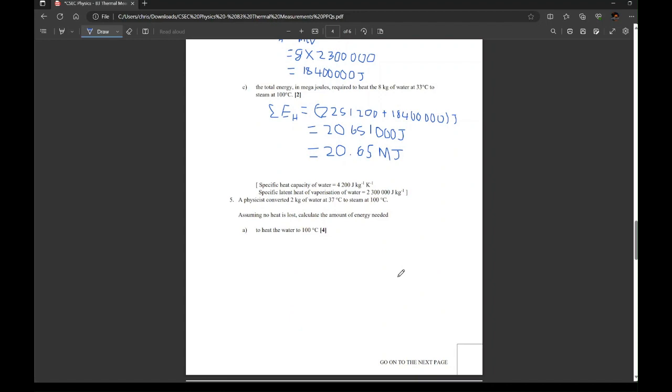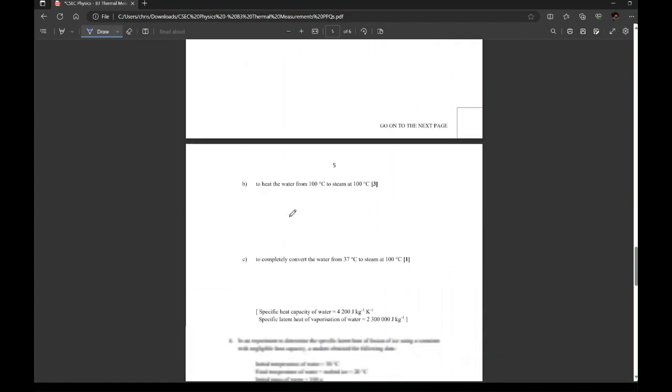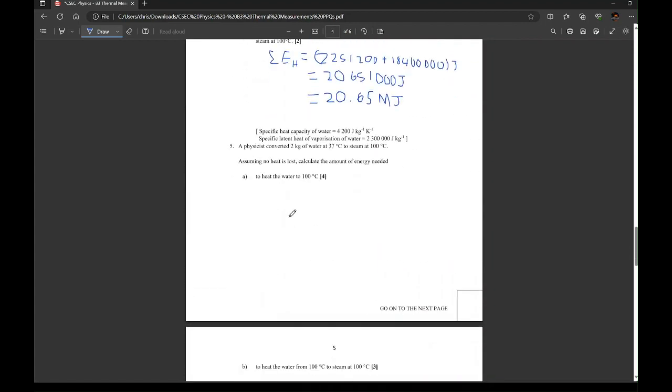Okay, so now let's see what number 5 is saying. So number 5 is, we're dealing with another physicist. This time he's converting 2 kilograms of water at 37 degrees Celsius to steam at 100 degrees Celsius.